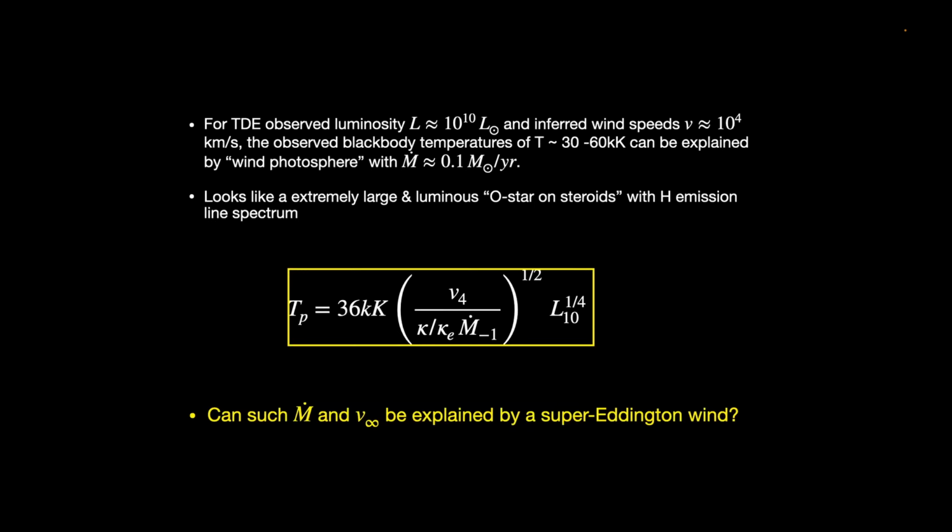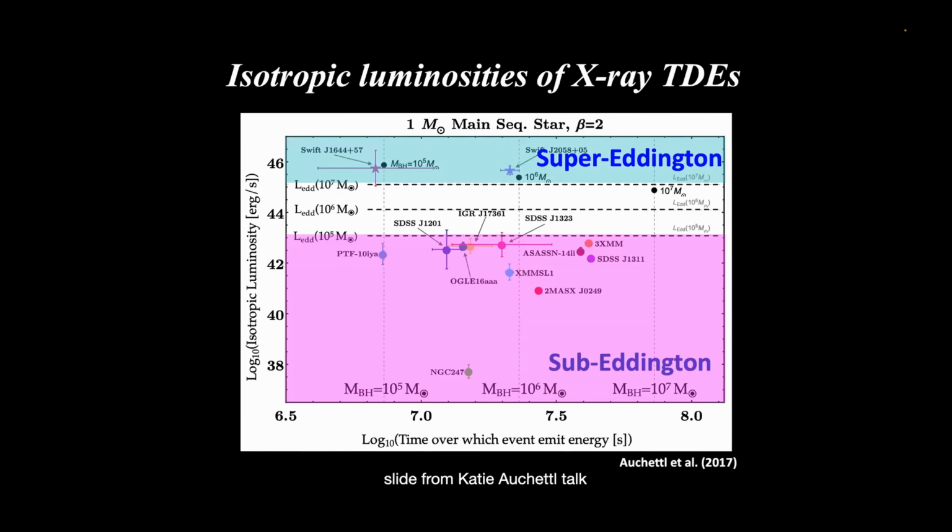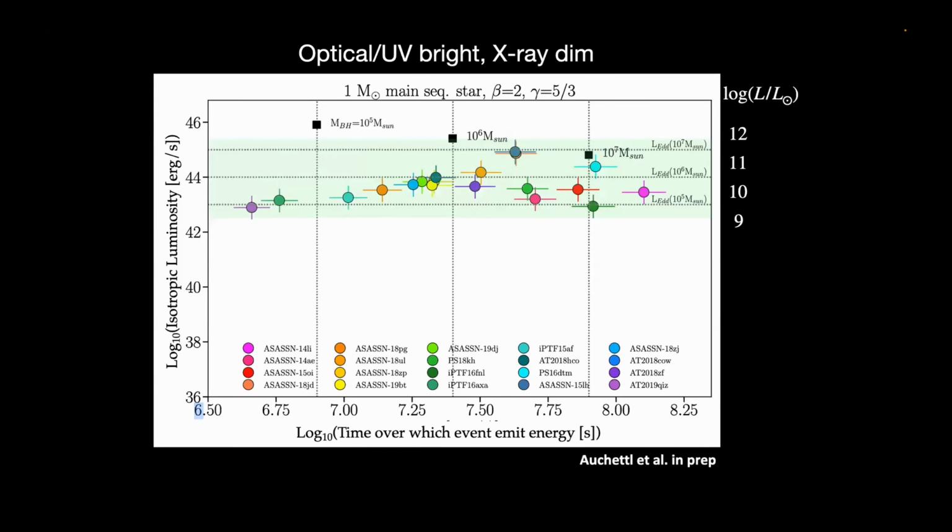And the question that we want to ask now is, can such mass loss and flow speed be explained by a super-Eddington wind? So this is another slide from Katie's school talk, that when you look at the X-ray bright tidal disruption events, you see both super-Eddington and sub-Eddington things. But in the middle, there's this gap, and these are all filled in with optical and UV bright events. They're basically X-ray dim, and so these are prime candidates for having this reprocessing.